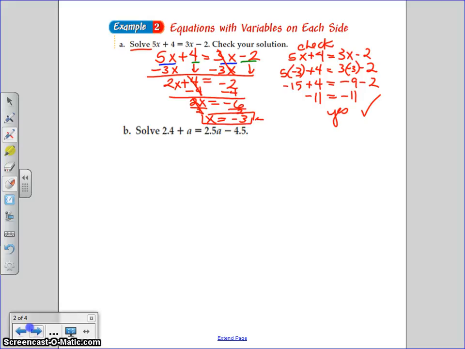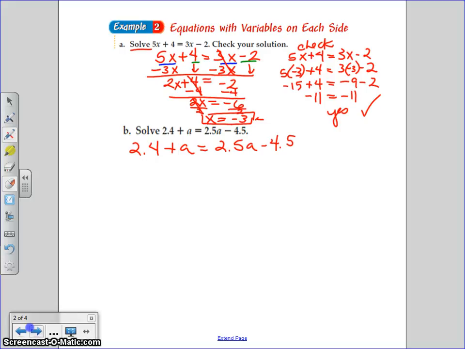So next problem, solve 2.4 plus a equals 2.5a minus 4.5. Oh yes, look, they're decimals, but do not panic, they're just decimals. So I'm going to solve the equation the same way. We're going to get the like terms together.